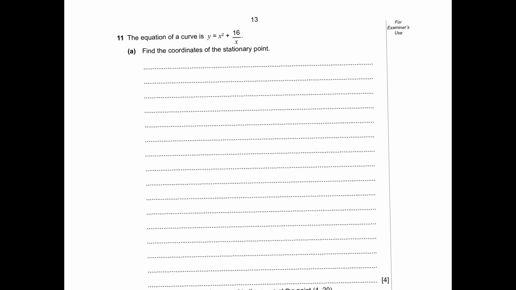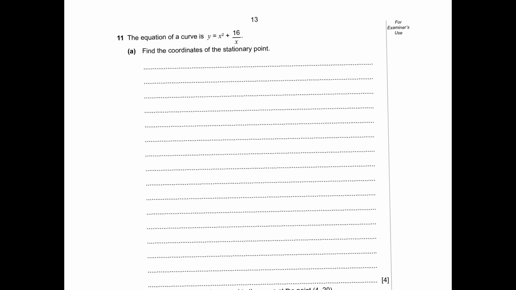For us to get the stationary points, what we need to do first of all is to differentiate this. When we differentiate this, then we equate to 0, because remember, at stationary points, when we are having a curve like that, the tangent is actually parallel to the x-axis. In other words, the gradient is equal to 0.